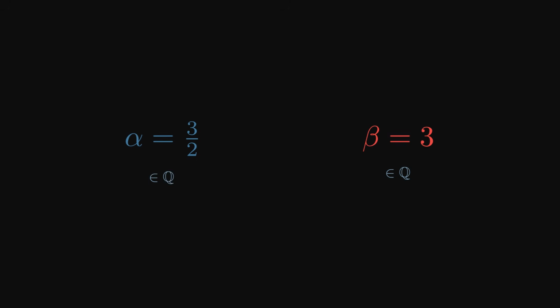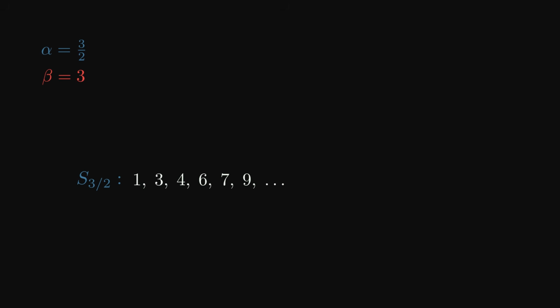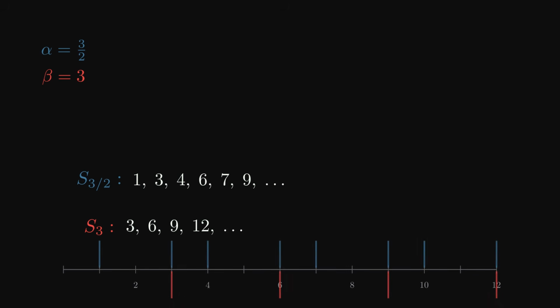The sequence S sub alpha would be floor of 1 times 1.5, floor of 2 times 1.5, floor of 3 times 1.5, and so on: 1, 3, 4, 6, 7, 9. The sequence S sub beta would be 3, 6, 9, 12. But 3 is in both, so is 6, so is 9. The two sequences overlap at every multiple of 3. They don't partition the integers, they double count.